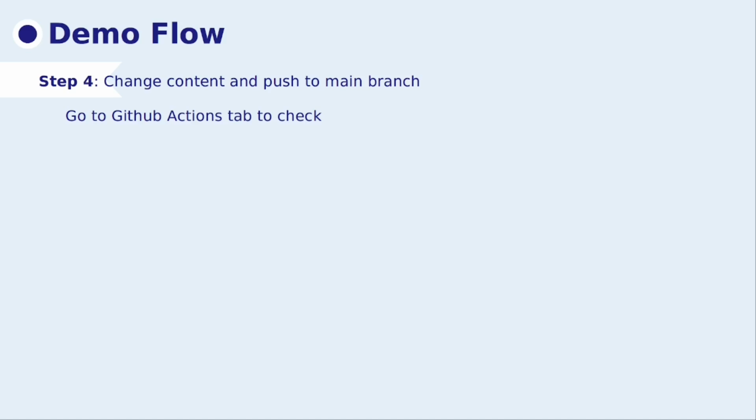Finally, when code changes are pushed to the main branch, GitHub Actions automatically executes the pipeline. The process includes testing, code analysis, quality validation, Docker image build and push, and deployment to EC2. The entire workflow can be monitored in the GitHub Actions tab, providing a complete end-to-end CI/CD demonstration.